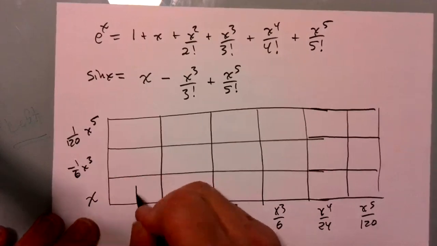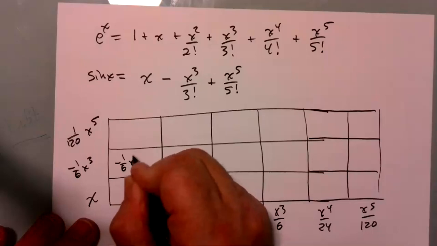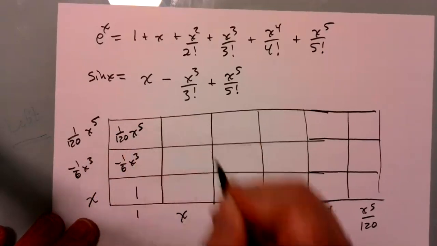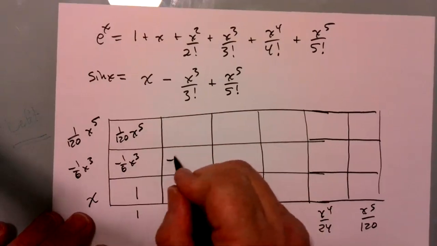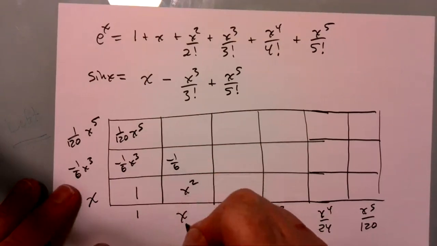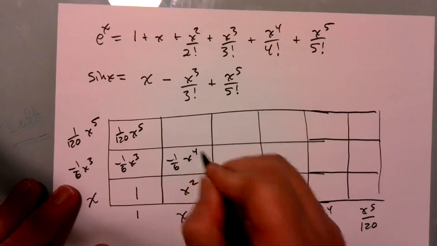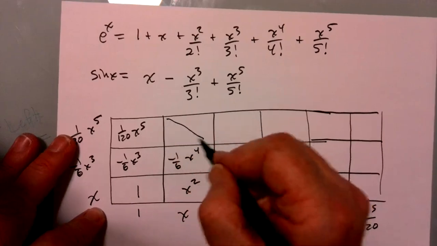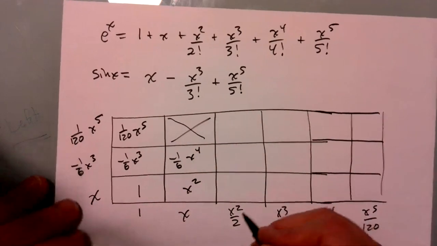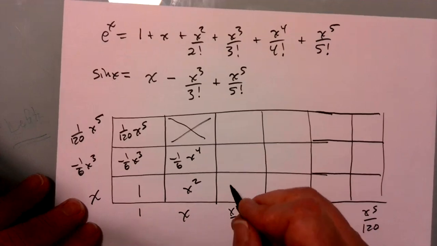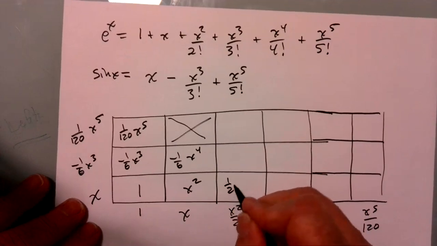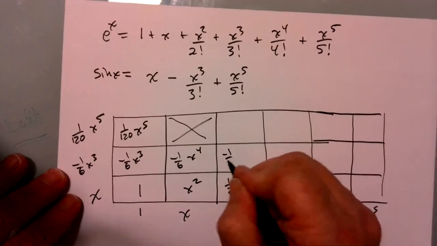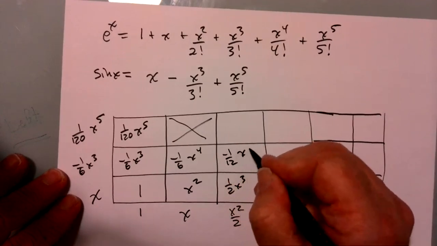So I get 1 times x is x, 1 times negative a 6th x cubed is negative a 6th x cubed, 1 times 1/120th x to the 5th, x times x is x squared, negative 1/6 x cubed times x is x to the 4th. I'm not going to worry about this because this gives me x to the 6th. So I'm just going to ignore that because I'm only going up to x to the 5th. x squared over 2 times x is x cubed over 2, so 1/2 x cubed. Negative a 6th times a half, negative 1/12th x to the 5th.